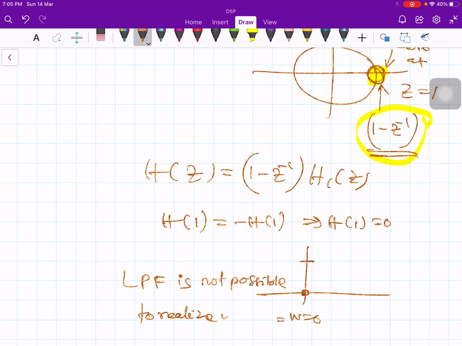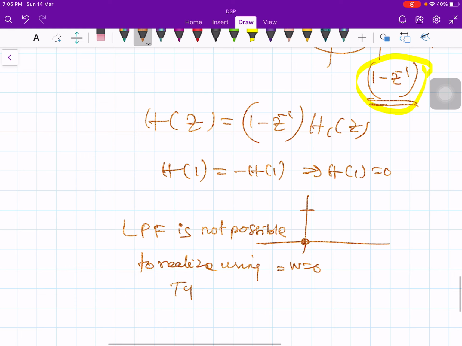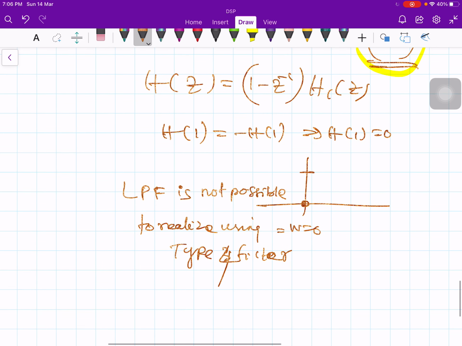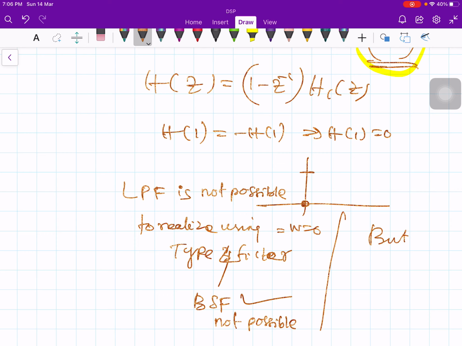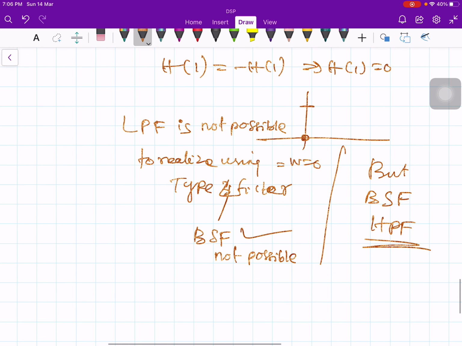Realize using type 3 filter. Type 3 or type 4? Type 4 filter. If low pass filter is not possible, then automatically band stop filter is also not possible. But you can realize band pass filter and high pass filter, okay, because z equal to 1 corresponds to omega equal to 0. So if low pass filter is not possible, band stop filter is also not possible.